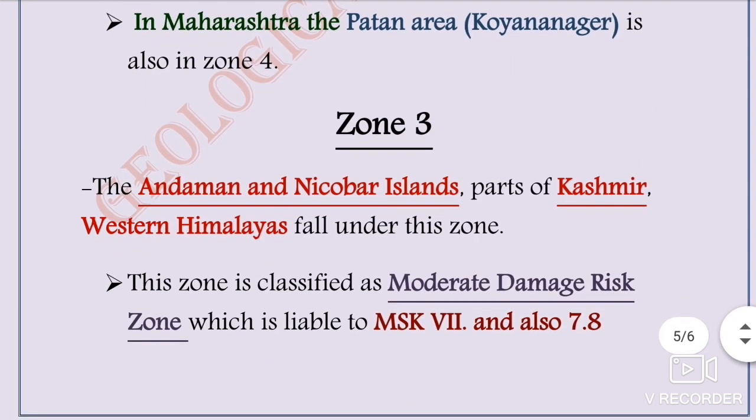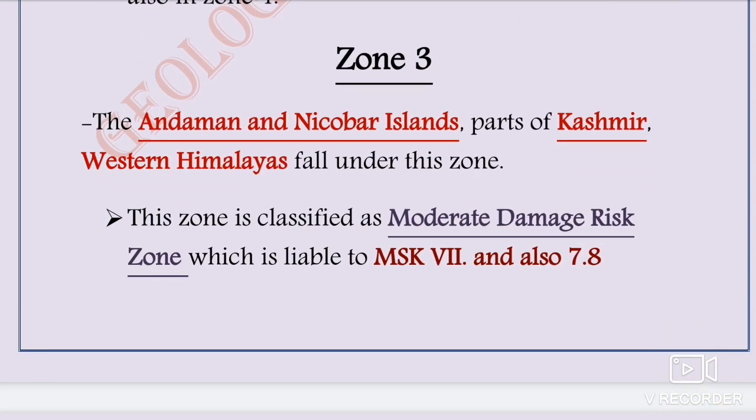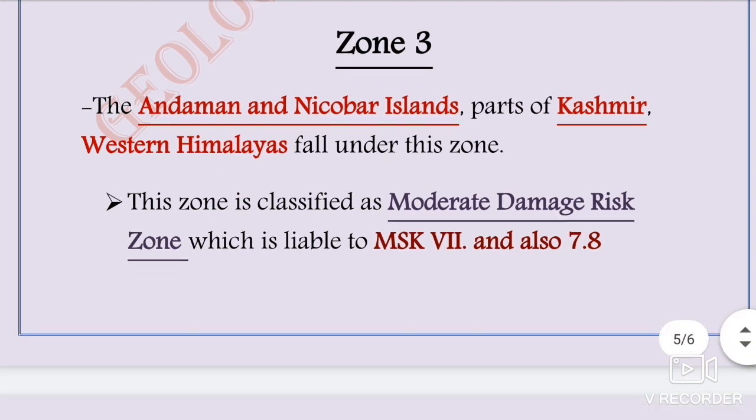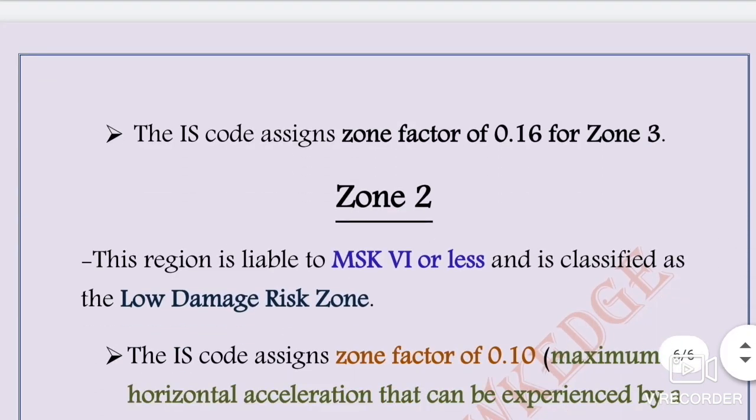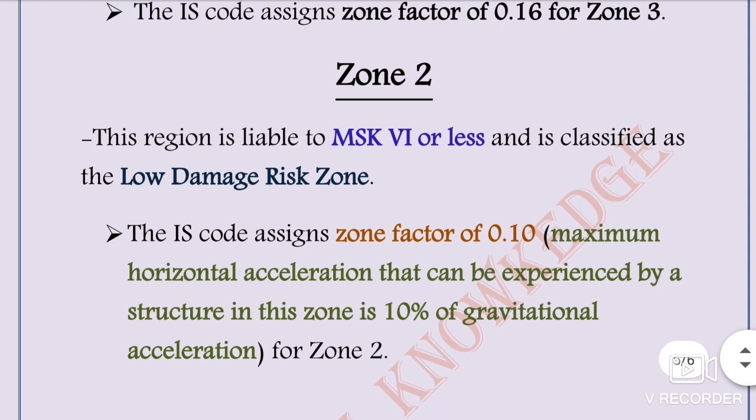And if we talk about zone 3, the Andaman and Nicobar Islands and some part of Kashmir and western Himalaya fall under zone 3. This zone is classified as the moderate damage risk zone, which is liable to MSK 7 and also 7.8, okay. And the Indian Standard Code has assigned a zone factor of 0.16 for zone 3.